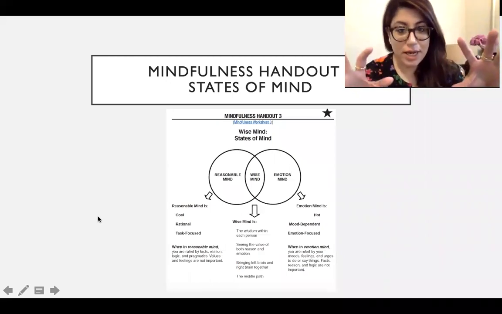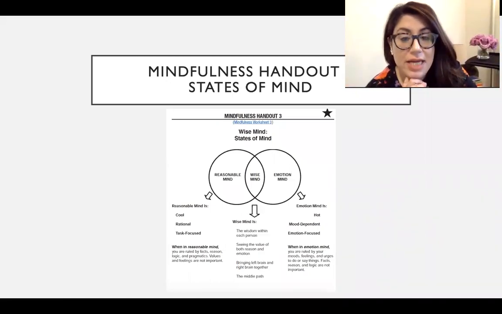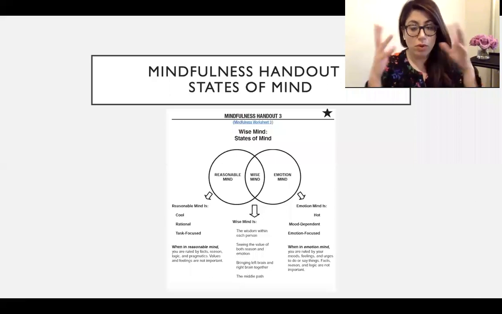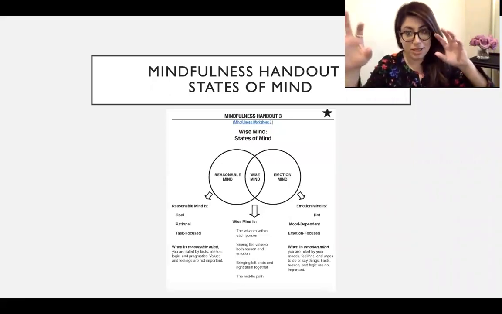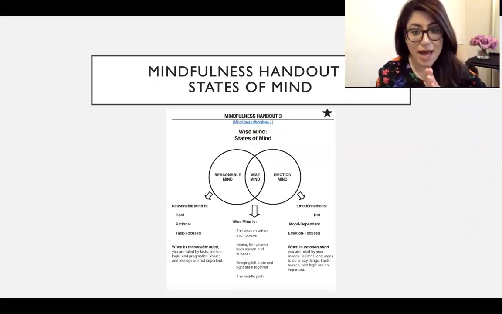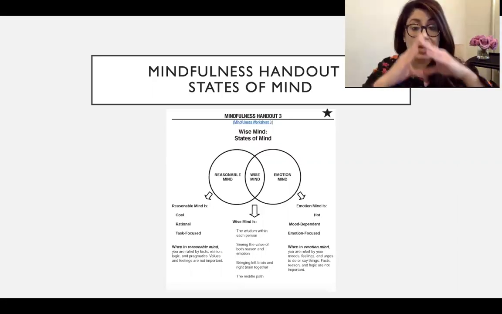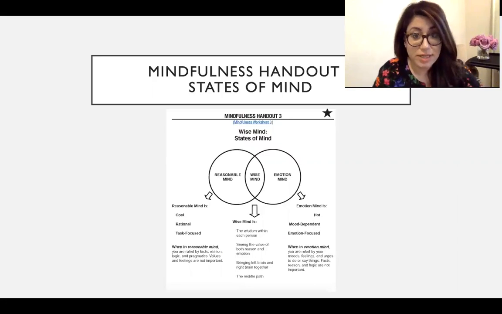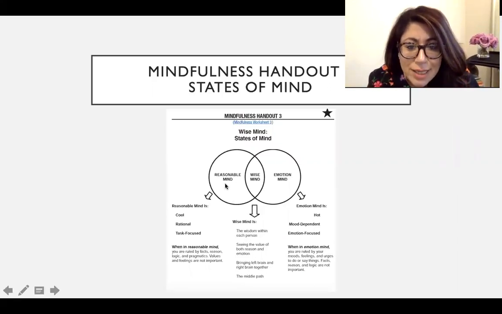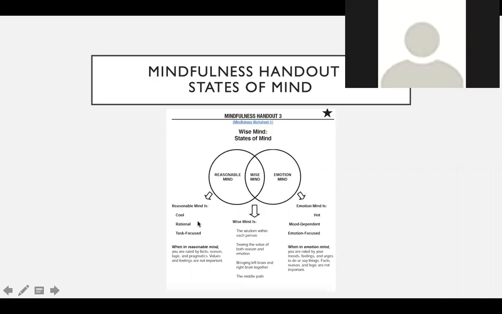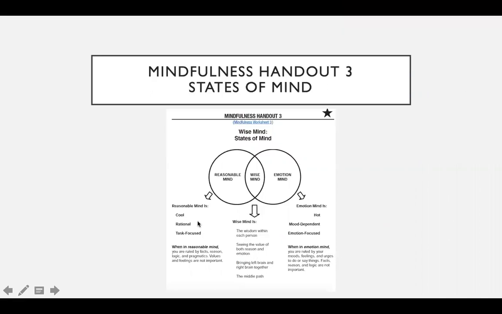So just to orient us, here's handout 3, and the main takeaway of what we'll go through is that there's pros and cons to these different states of mind, and that the most integrated and ideal form or state of mind from which to operate is wise mind, right in the middle here. And everyone possesses it, and we will go through elements of what that looks like.